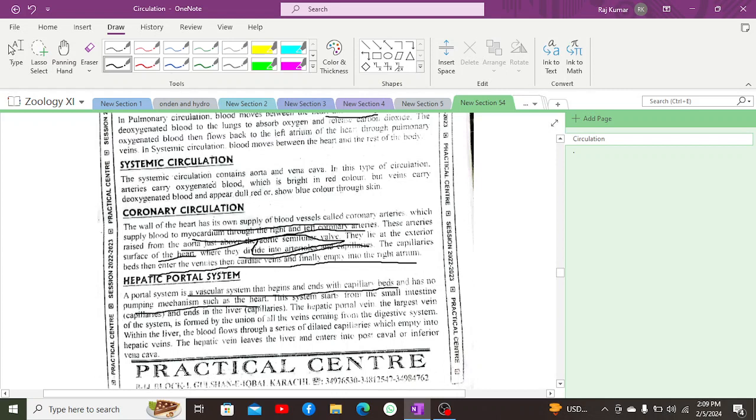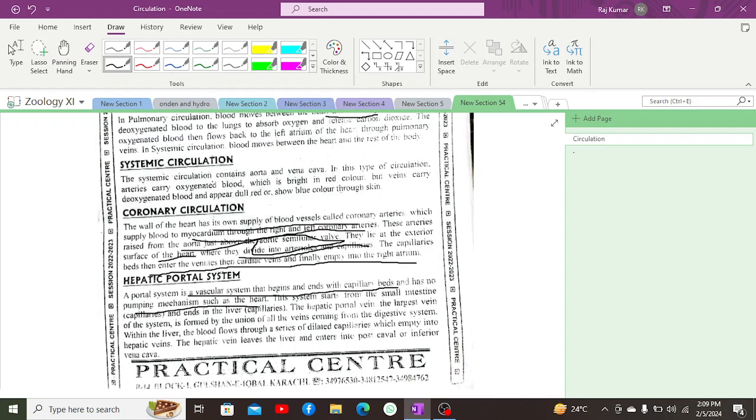We have two portal systems in the body. The first is the hepatic portal system. The second is the nervous portal system. It is basically not included in our book, so we are going to discuss the hepatic portal system here. The hepatic portal vein, the largest vein of the system, is formed by the union of all of the veins coming from the digestive system, which includes the splenic vein and intestinal vein.